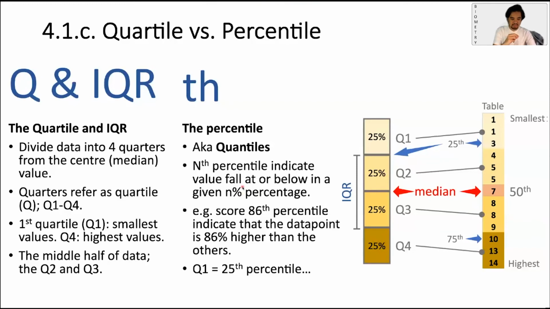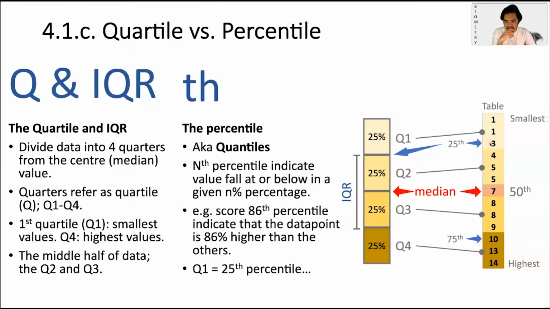When we want to point out, if there's a particular data point that you are interested in, whether it falls into Q1 or Q2 or Q3, then we use the percentile. The percentile is also called a quantile. You reorder your data from the smallest to the highest. You want to know at the 86th percentile where your data falls. For example, if your data point is at 86, what does it mean? The 86th percentile indicates that the data point is higher than 86% of the other data.